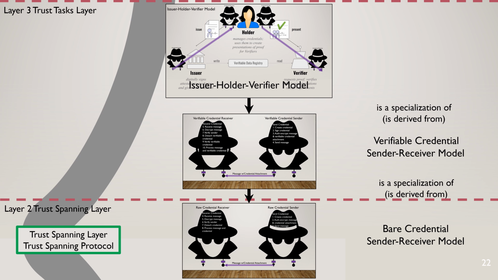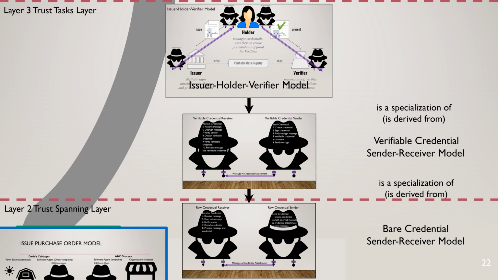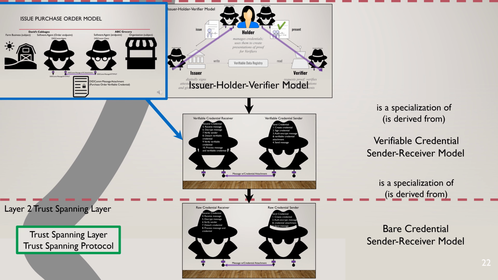So how does this fit into the hierarchical taxonomy of verifiable credential sender-receiver models? Well, if we look at the issue purchase order model, it's really just almost the same as the left side of the issuer holder verifier model. So the issue purchase order model is just yet another specialization or derivation of the verifiable credential sender-receiver model.